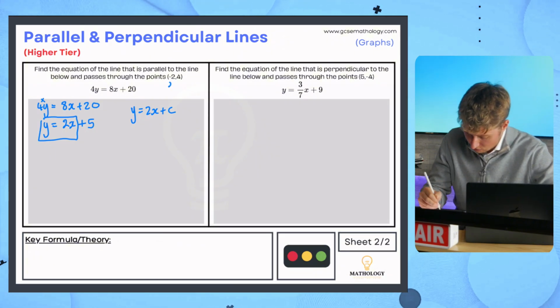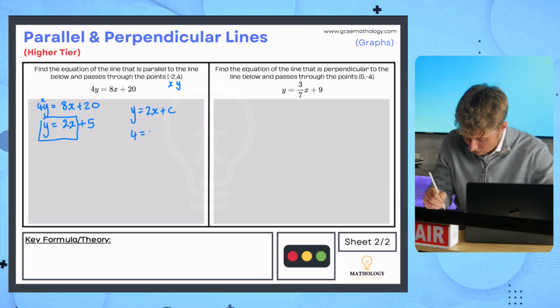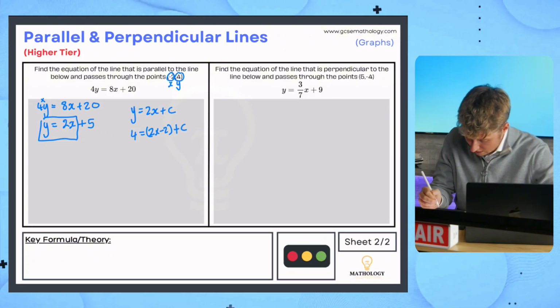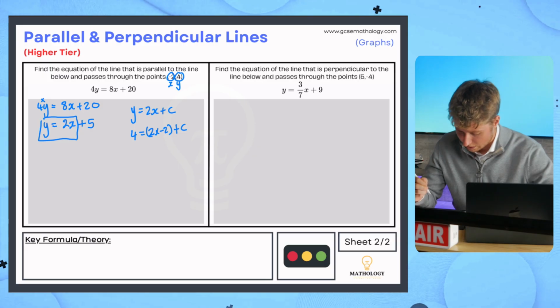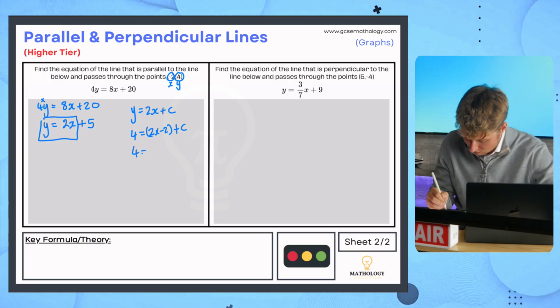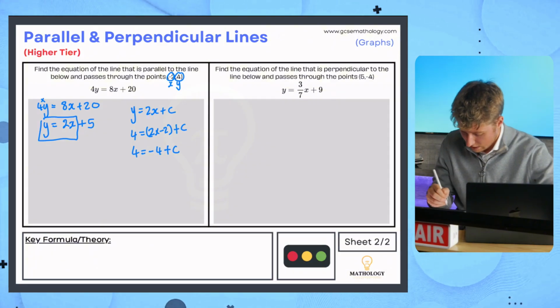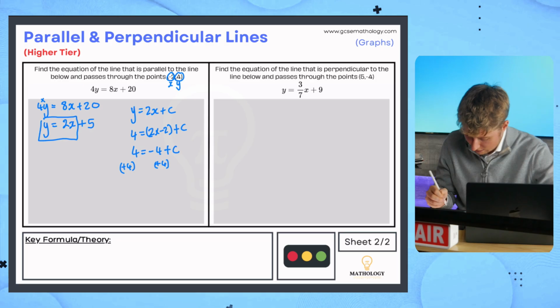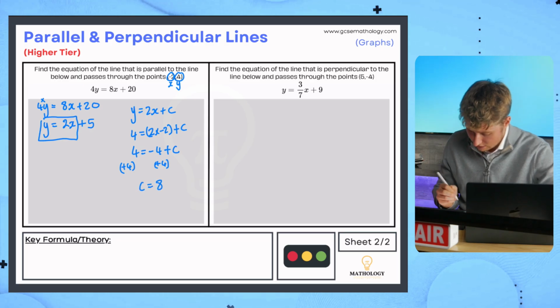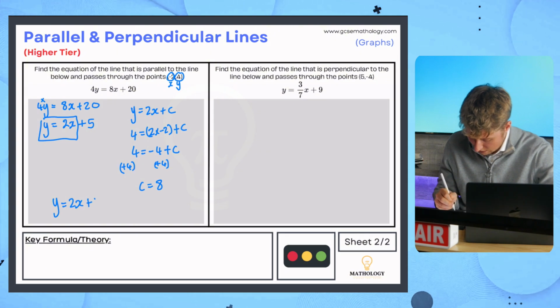So this is our x coordinate and this is our y coordinate. So we're going to get 4 equals 2 times -2 plus c. We're just putting these points into the formula wherever we see x and wherever we see y. So this is 4 equals -4 plus c, as 2 times -2 is -4. And then to solve for c, we're going to add 4 to both sides. This gives us c equals 8. So the final answer is y equals 2x plus 8.